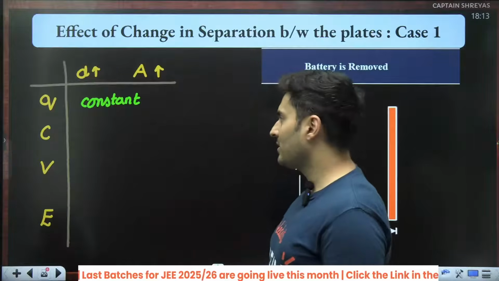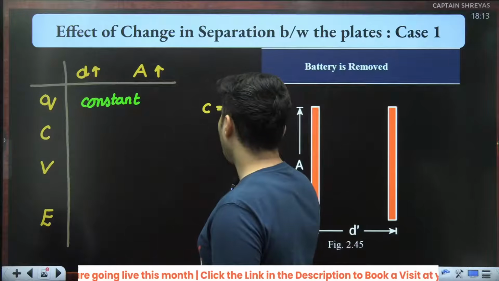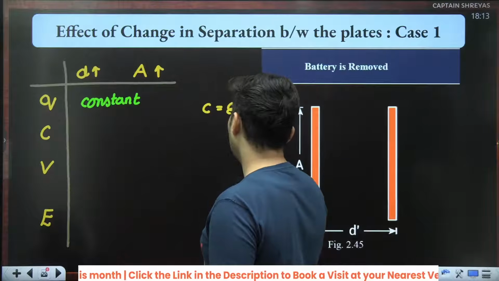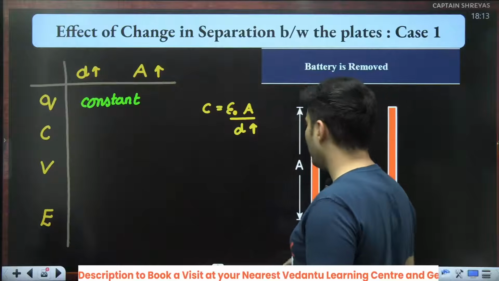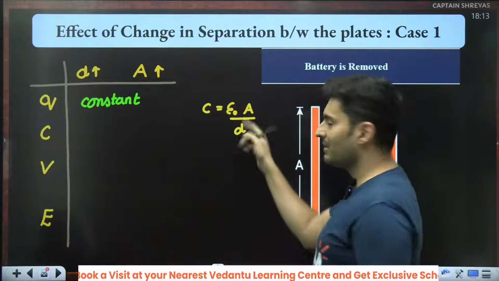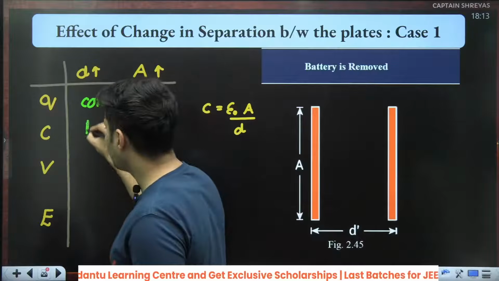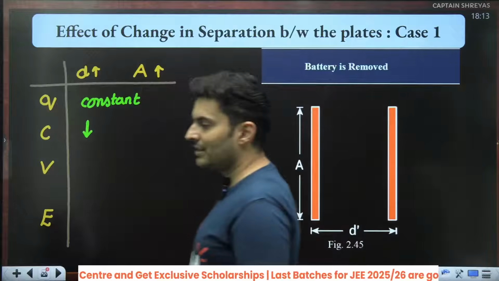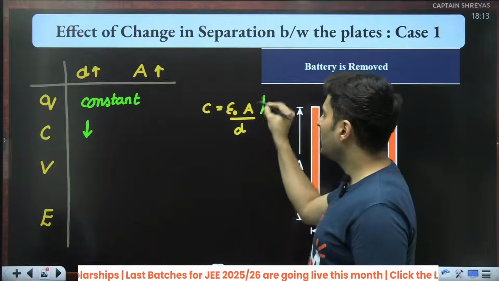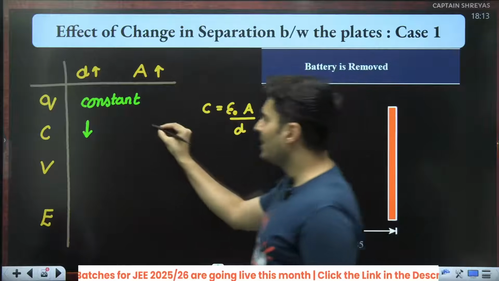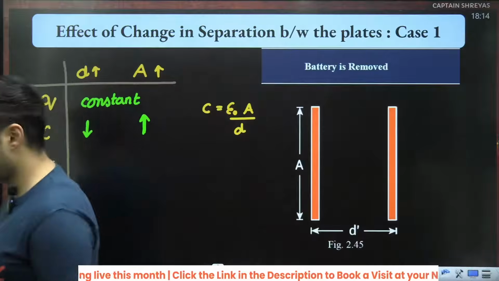What about the capacitance? Well, the capacitance formula, if you remember, is nothing but epsilon naught A divided by D. If somebody increases the distance, what will happen? Think about it. If somebody increases the distance, the denominator increases, the ratio will reduce. So hence the capacitance will reduce. What will happen if somebody increases the area? Then the numerator increases, thereby increasing the ratio. Hence the capacitor will increase its capacitance.